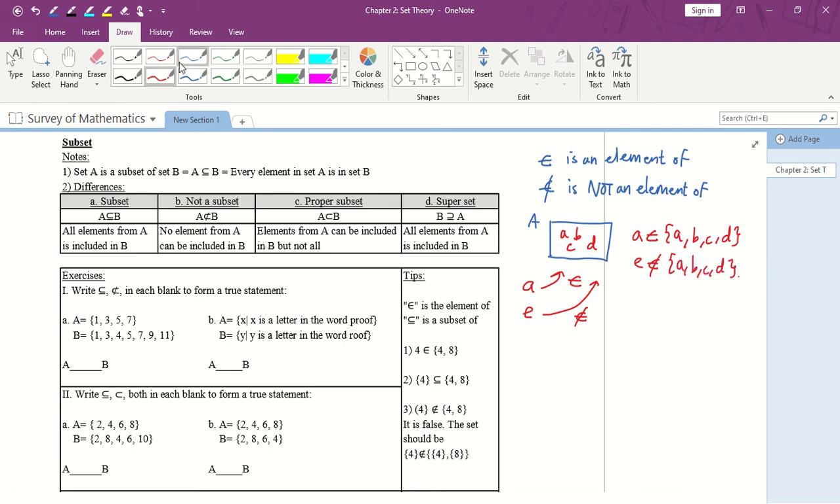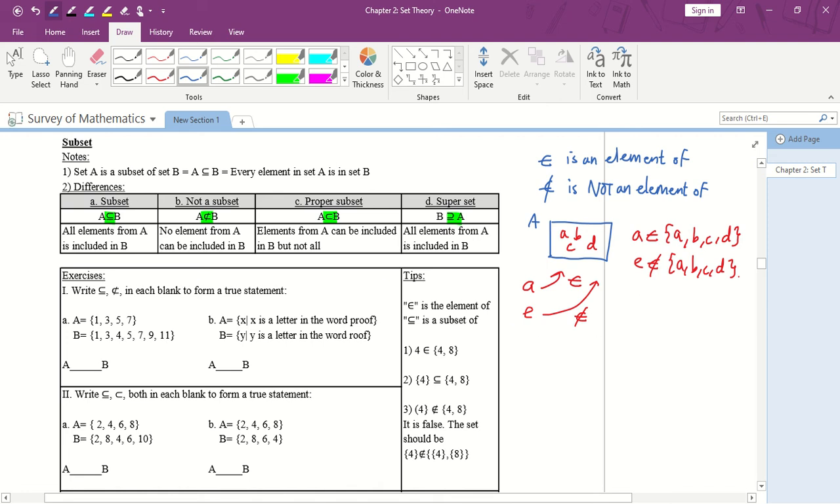And today we're especially talking about four more signs, which are here: subset, not a subset, proper subset, and superset. Okay, let's talk about this.